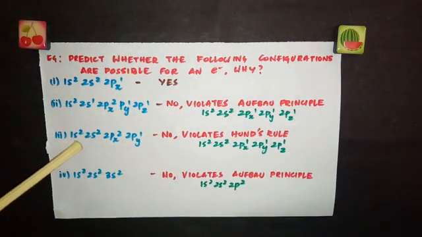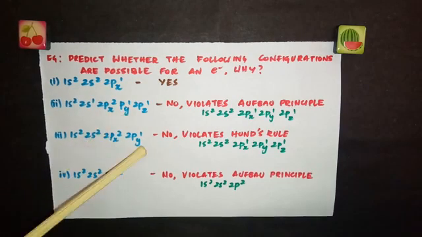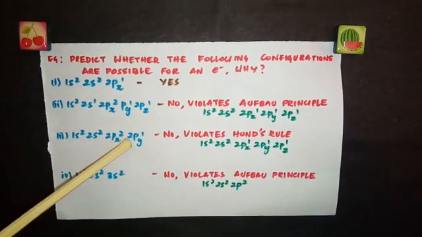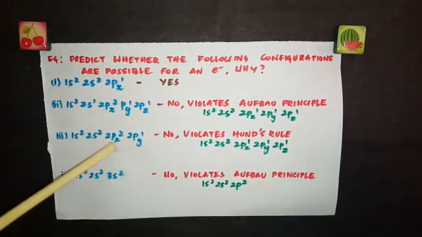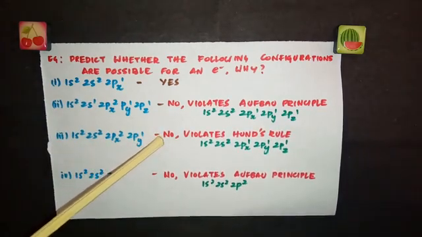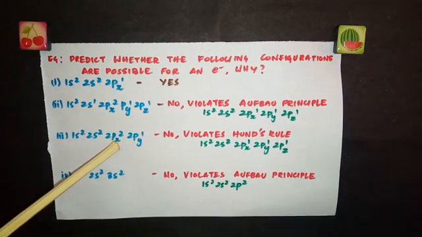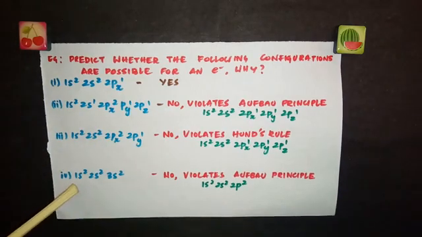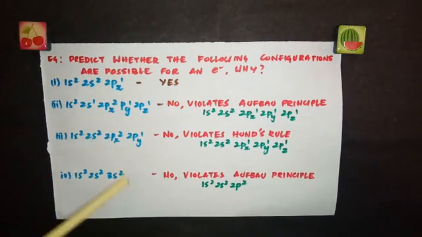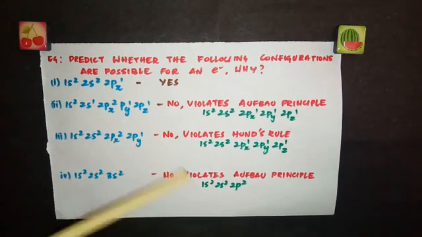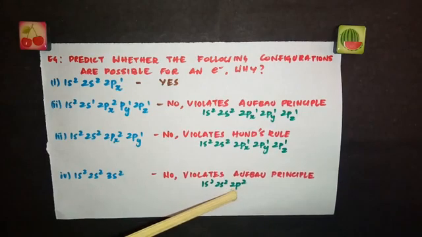The third one, you have 1s2, 2s2, 2px2, 2py1. This is also not right because it violates Hund's rule. See, until the degenerate orbitals are singly occupied, pairing does not occur. 2px, 2py, then 2pz should be filled and then only it should pair with 2px. So this is the right configuration. This is not possible. And the last one, 1s2, 2s2, 3s2. Again, this violates Aufbau's principle because after 2s, what should come? 2p. So the right configuration is 1s2, 2s2, 2p2. So this is also not possible.